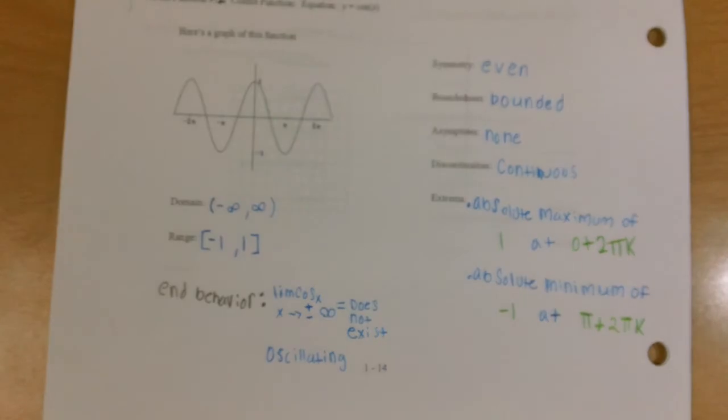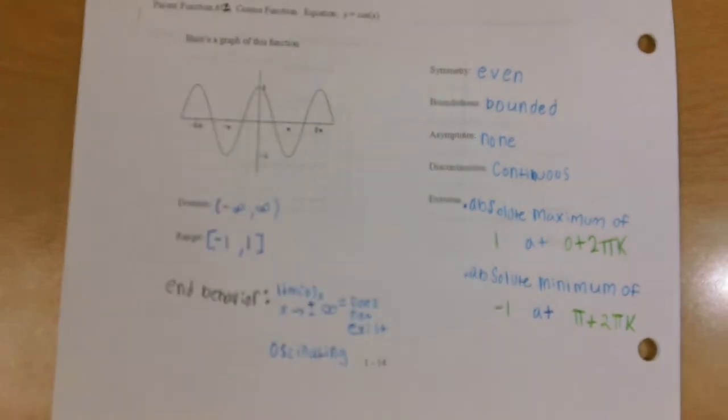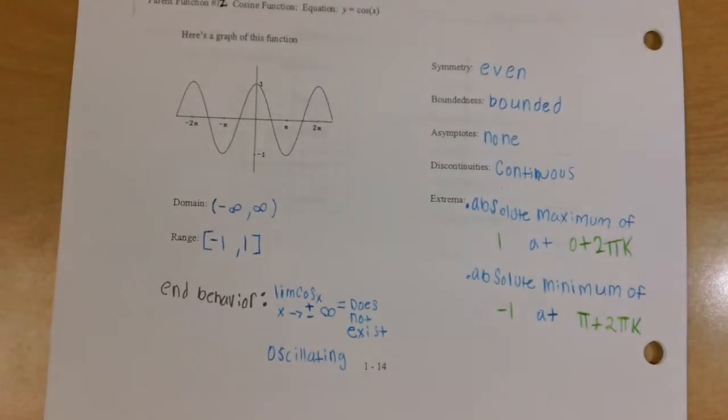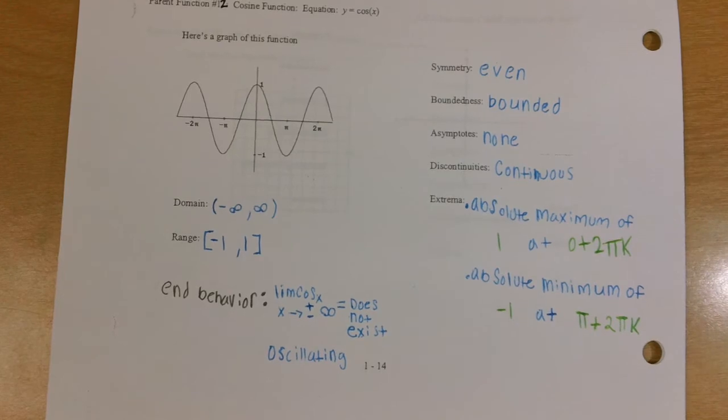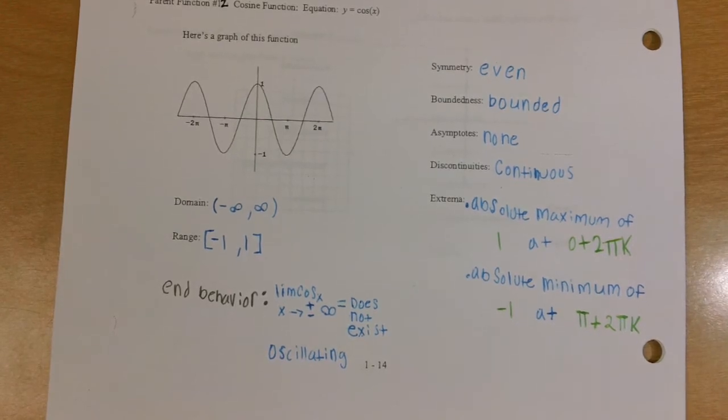The function for cosine is f of x equals cosine x. The domain of the function is negative infinity to positive infinity, because the x values can range from positive infinity to negative infinity. The range is negative 1 to 1, because the graph oscillates between negative 1 and positive 1.